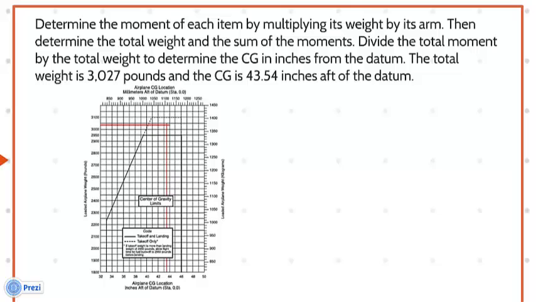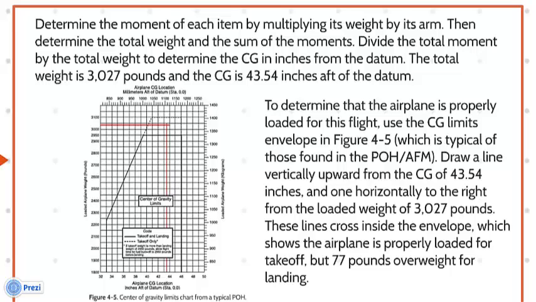To determine that the airplane is properly loaded for this flight, use the CG limits envelope in Figure 4-5, which is typical for those found in the POH or AFM. Draw a line vertically upward from the CG of 43.54 inches and one horizontally to the right from the loaded weight of 3,027 pounds. These lines cross inside the envelope, which shows the airplane is properly loaded for takeoff, but 77 pounds overweight for landing.